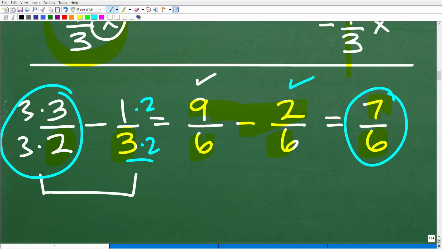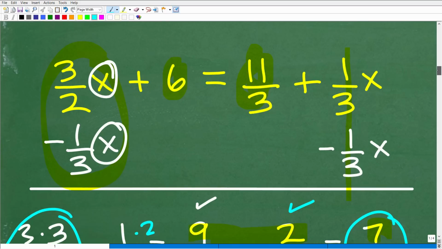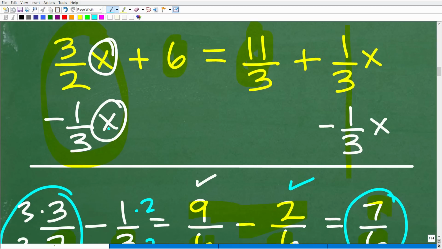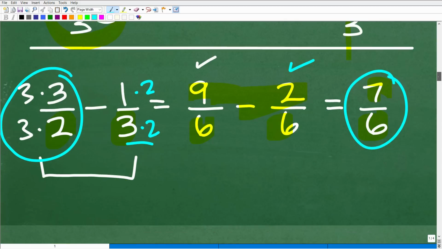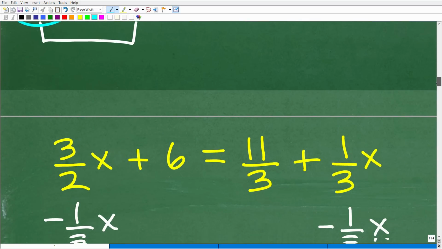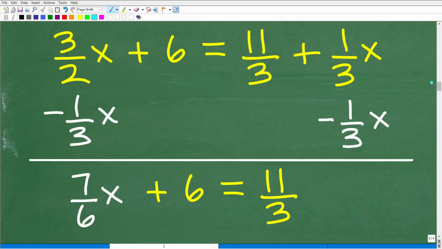All right, so we've still got more work to do. I told you this was going to be the hard way, but let's keep it going. So 7/6, that is the result of 3/2 x minus 1/3 x, is 7 over 6 x. So here is the result, right? When I did this work, we got 7 over 6 x. 6 plus nothing is 6. And we got 11/3 plus nothing is 11/3. And then, of course, this 1/3 x minus 1/3 x is 0. So we are at this point in the equation.